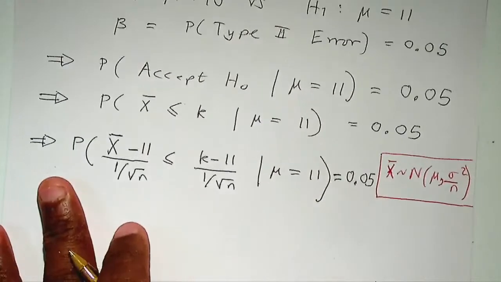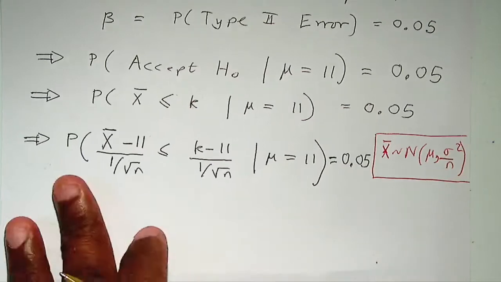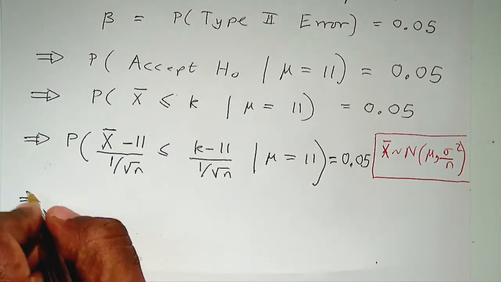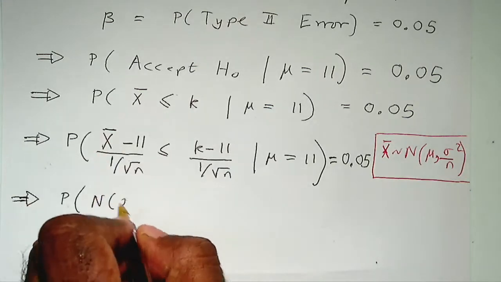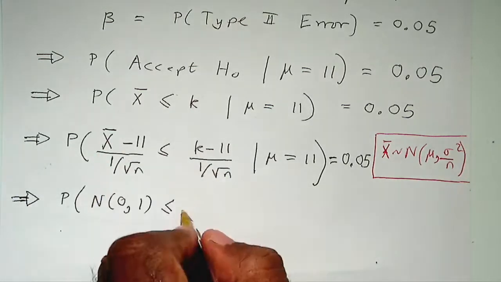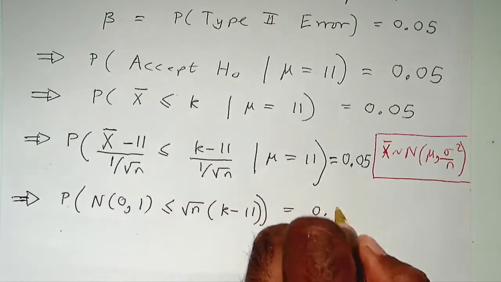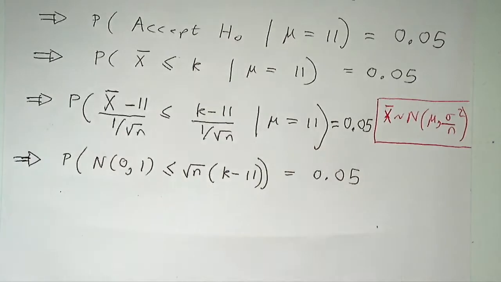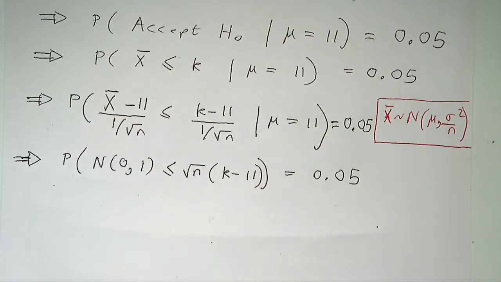Are you with me? I have subtracted the mean and divided by the square root. Now, we know that this is going to be standard normal, and this is root of n times (k minus 11) is equal to 0.05. Once again, the conditioning disappears. The conditioning is no longer in this step because I have made use of the conditioning to argue that this has the standard normal distribution.